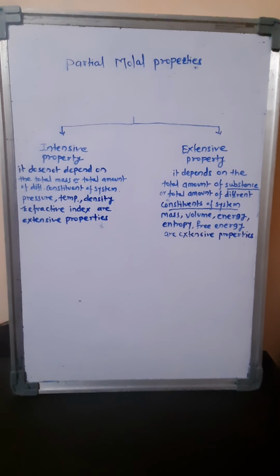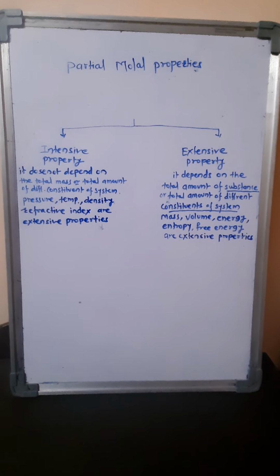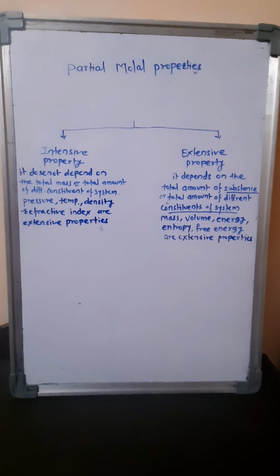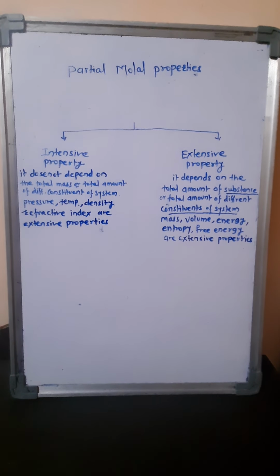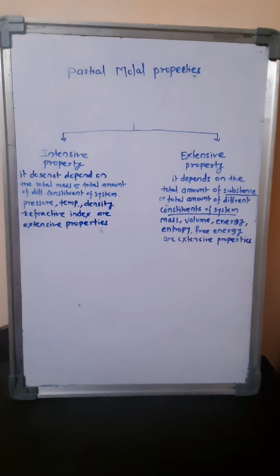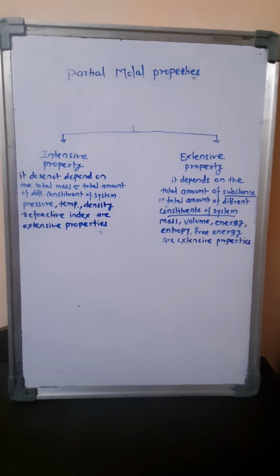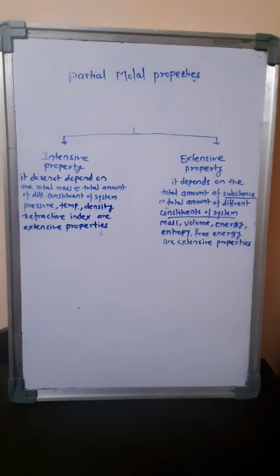Let us start one more important point, the partial molar properties. The properties of a system can be divided into two types: the extensive property and the intensive property. The extensive property depends upon the total amount of the substance, or the total amount of the different constituents of the system. Mass, volume, energy, entropy and free energy are extensive properties.